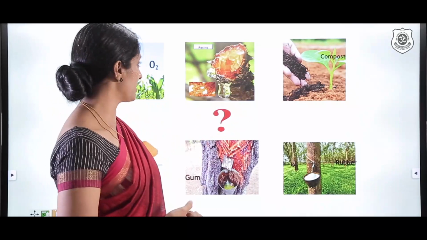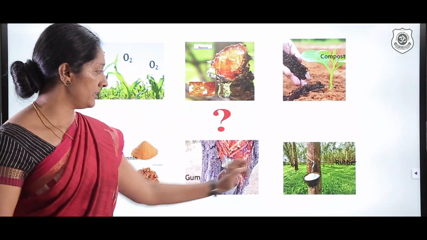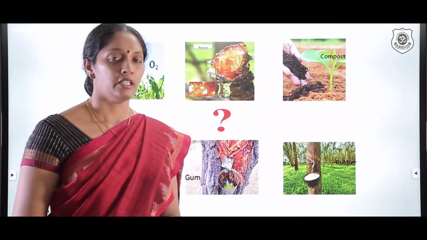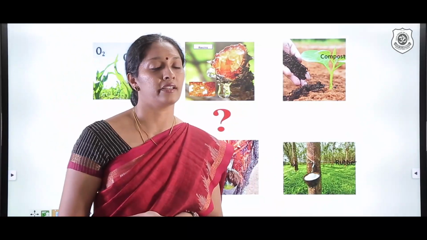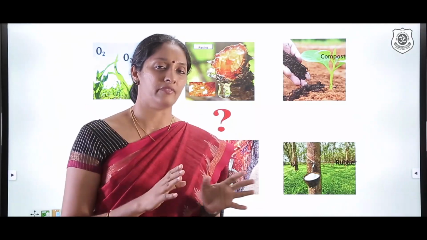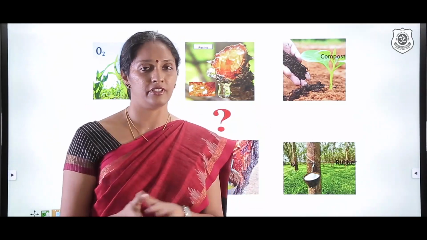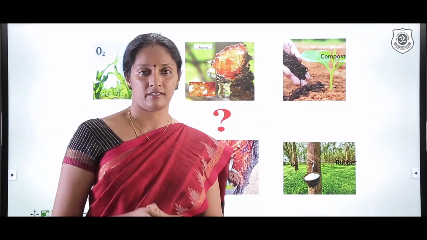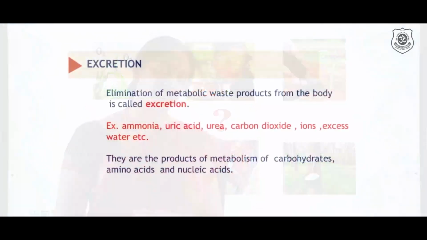So that is compost. What about resins, gum, rubber, tannin? They are also excretory products which are found in the dead cells of the plants, like old xylem vessels, and the bark of the tree. So these are the places they are present. So we are going to talk about excretion today.